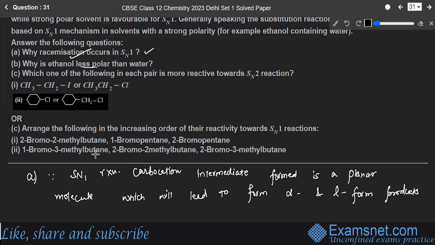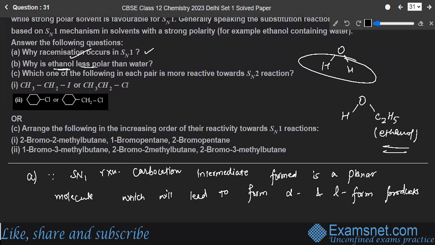Now, the B part. Why is ethanol less polar than water? Because water has two hydrogen atoms bonded to oxygen, having a structure like this, while alcohol like ethanol has one hydrogen atom and an ethyl alkyl group bonded to the oxygen. So here is H and the second one is containing an alkyl group, in this case ethyl. Okay, so ethanol is less polar than water, because in water the two hydrogens are attached to the single oxygen atom, while in alcohol, one hydrogen atom is attached over here.